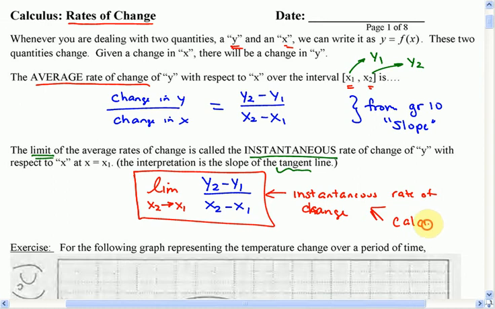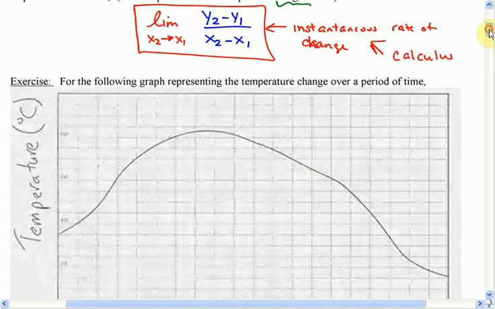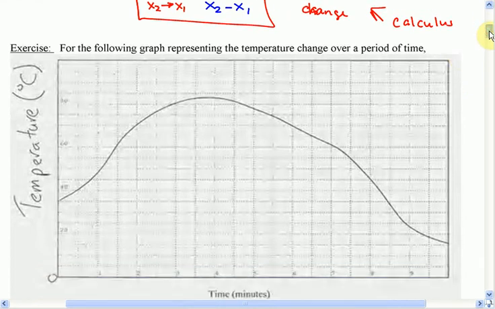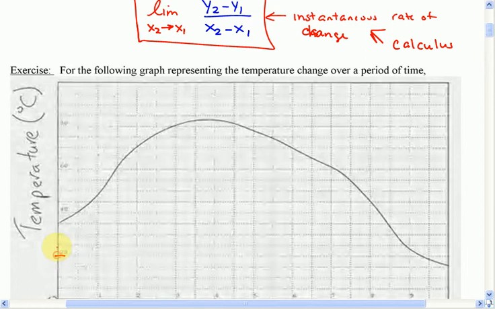And this is what calculus is all about. Tell me what happens at one instant in time when we've got these two variables that we're looking at. And as an example, let's look at this down here. Here's a graph representing temperature change over time. I know it's a little bit hard to read, but let me just help you with the axes. I think this is 20 here. This is 40. This is 60. And this is 80. And they go up by 5. Actually, it's better on your printout than mine.